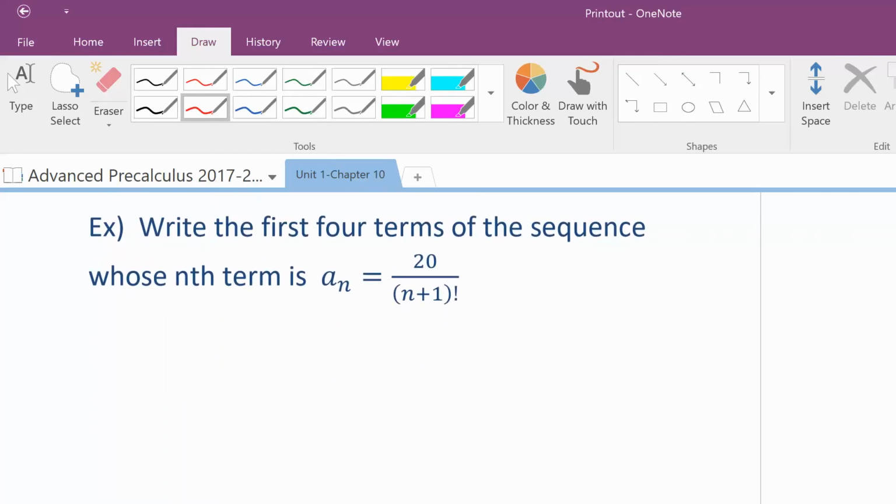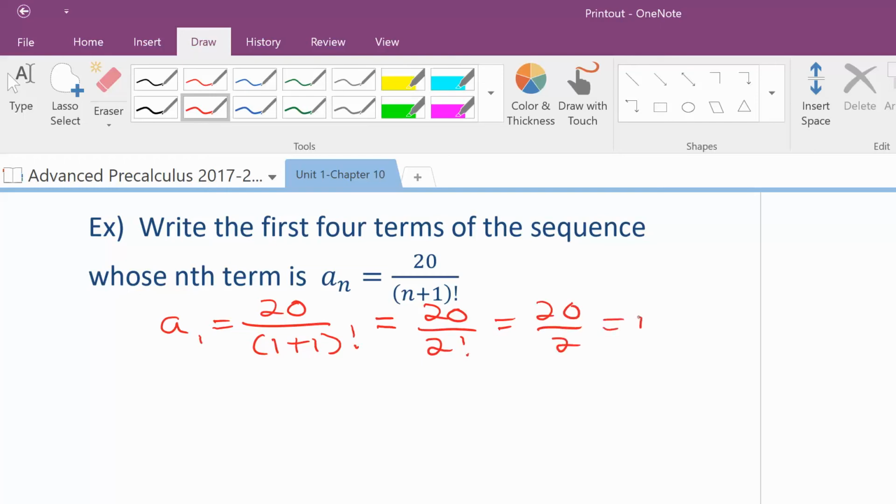So using it to find the terms of a sequence, like the first term, here 20 over 1 plus 1 factorial. 2 factorial is still 2 because it's 2 times 1. So then the second term, you put 2 in for n.